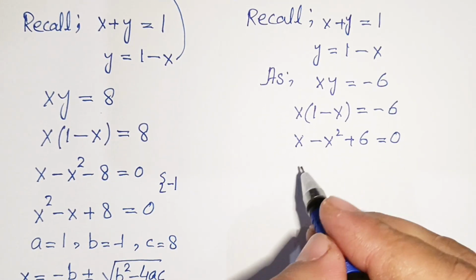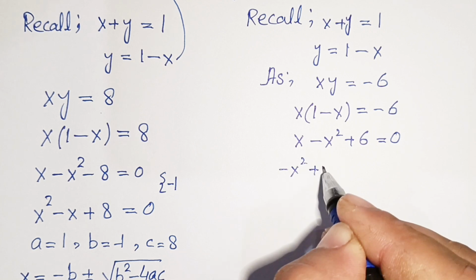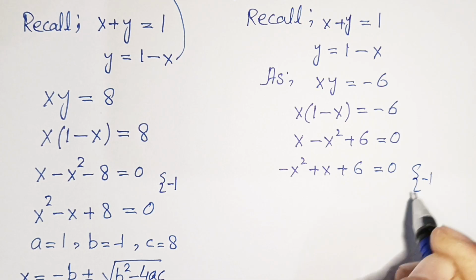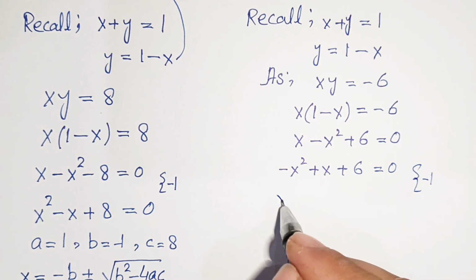Now rearranging this equation, we have minus x squared plus x plus 6 is equal to 0. Multiplying minus 1 on both sides, we get x squared.